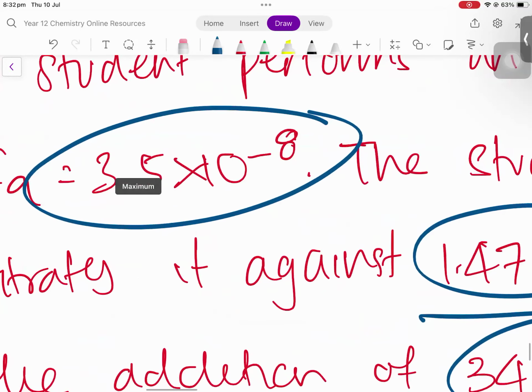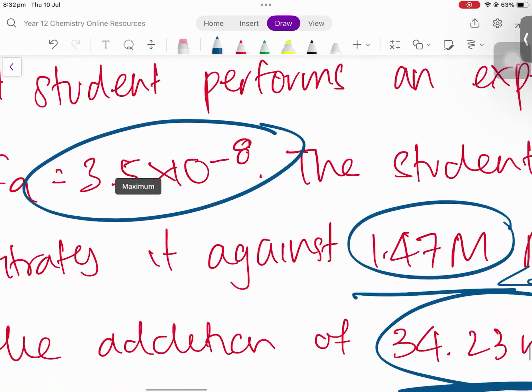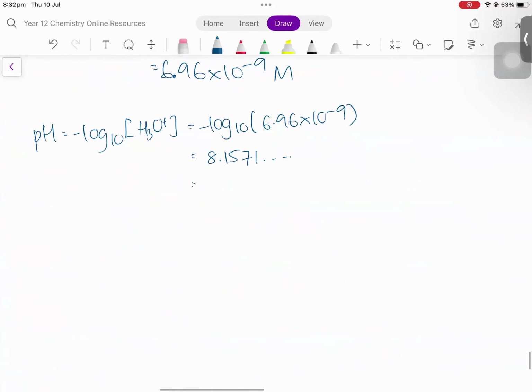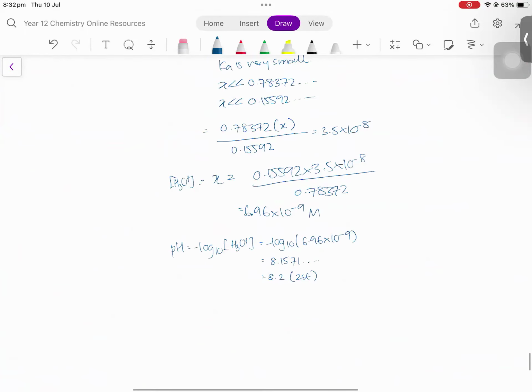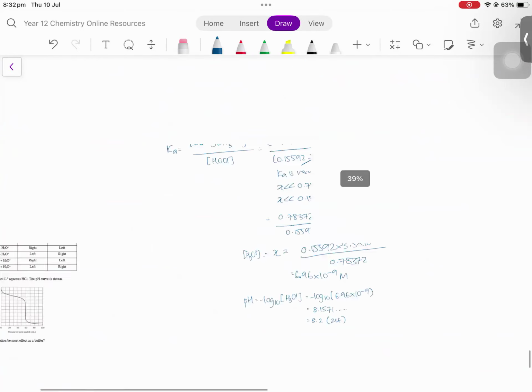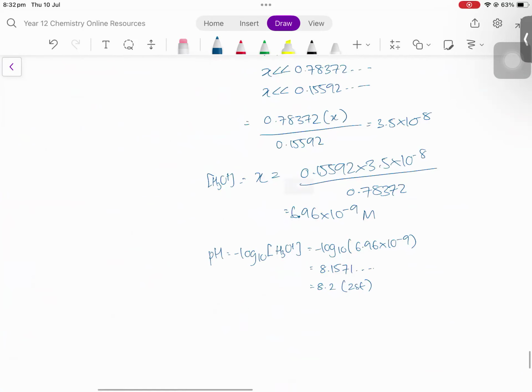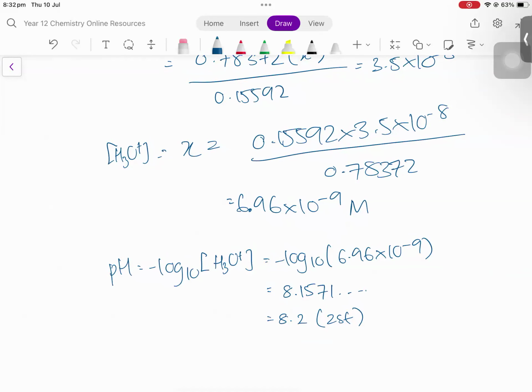Okay. And then you round off to the Ka in the question's only 2 sig figs. That did affect our working out. So we round off to 2. You end up with 8.2 to 2 sig figs. All right. So that's your working out done, but hopefully I can't end it here because there's now a big elephant in the room. What's the issue with our answer?